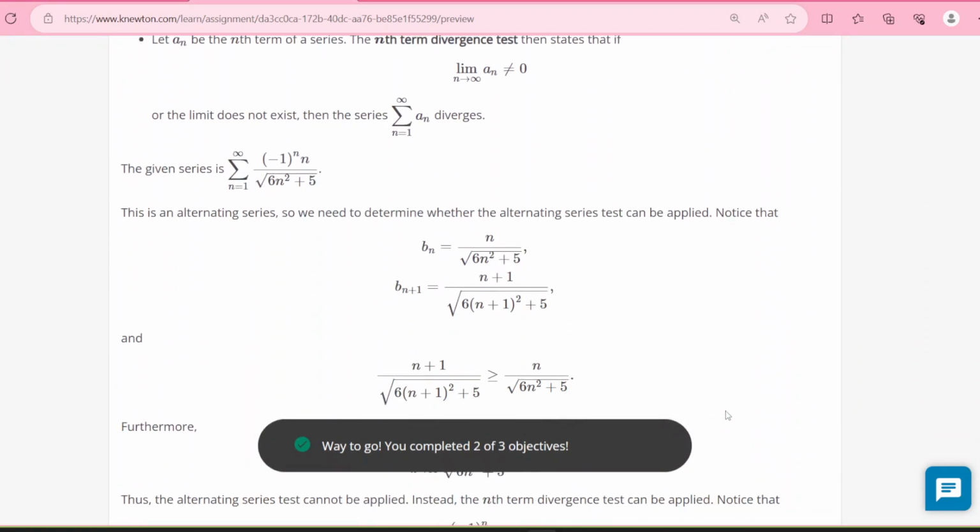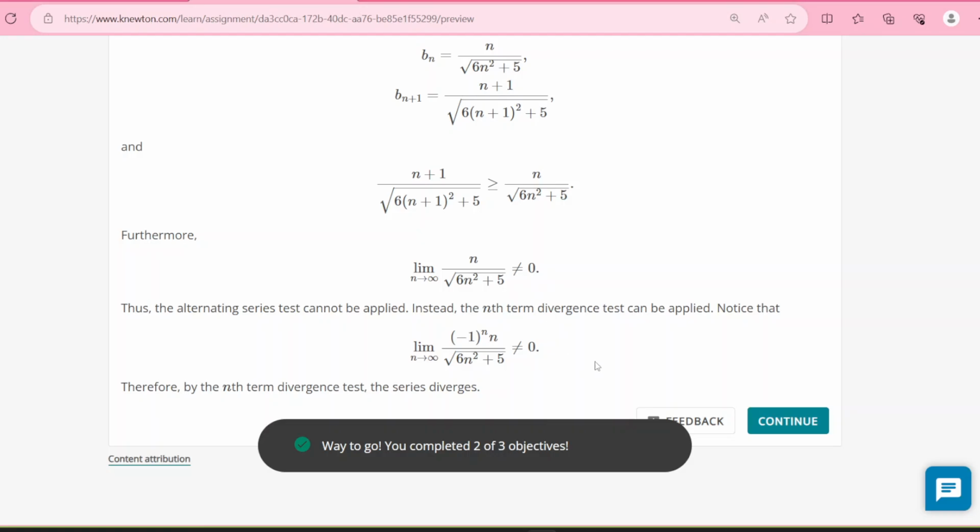Let's see, that I show you here. The terms approach something that's not 0, right?